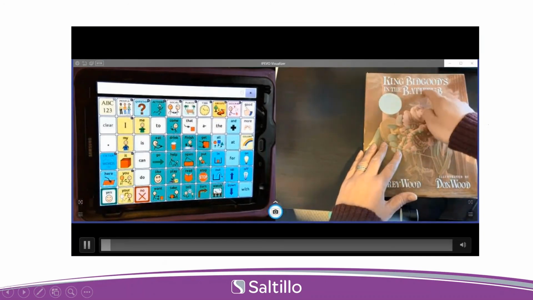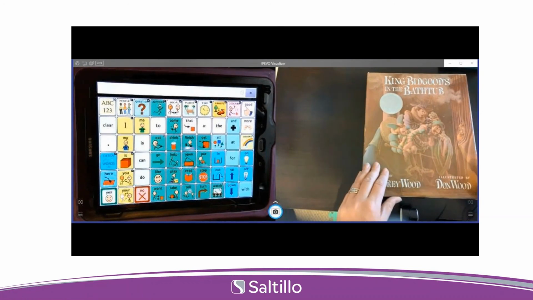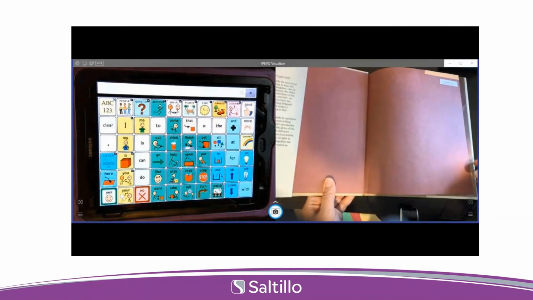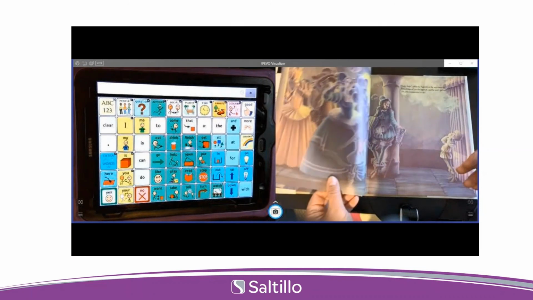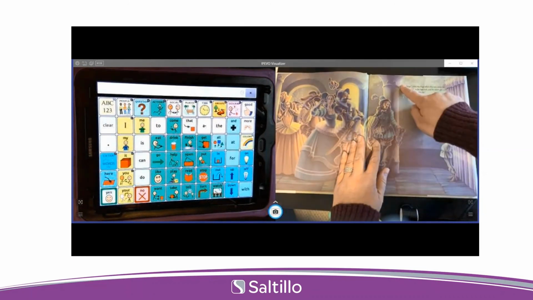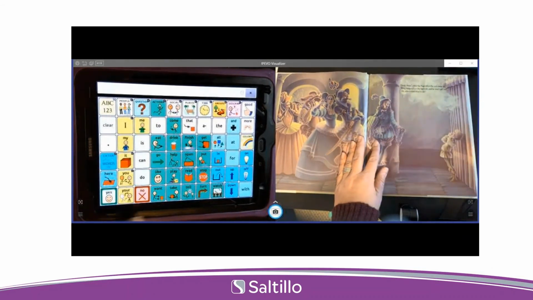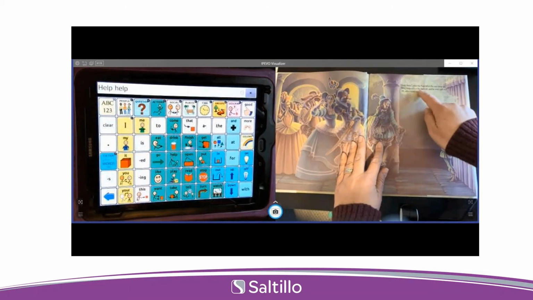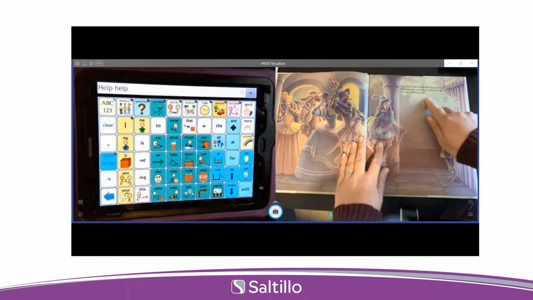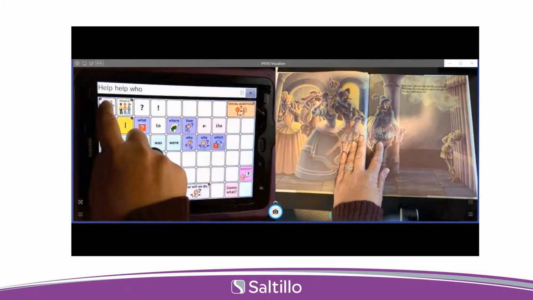King Bidgood's in the Bathtub by Audrey Wood and illustrated by Don Wood. Okay, let's open the book. Here we go. Oh, cried the page when the sun came up. King Bidgood's in the bathtub and he won't get out. Who knows what to do? Who?